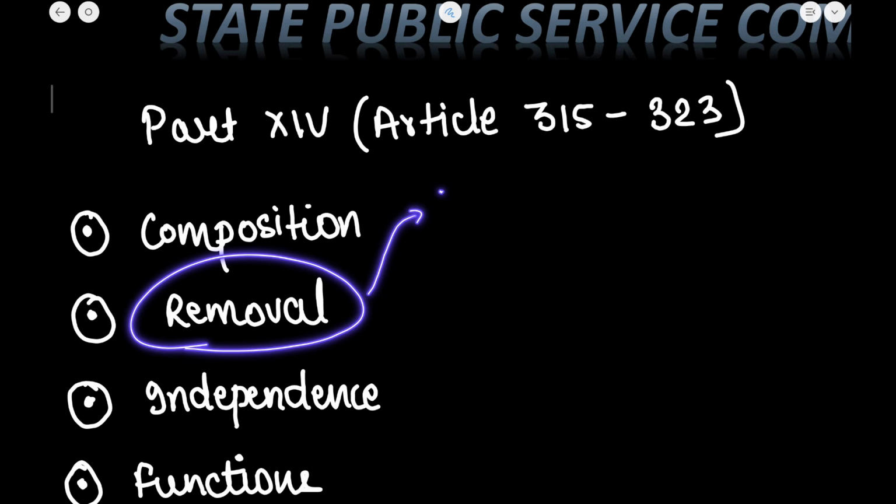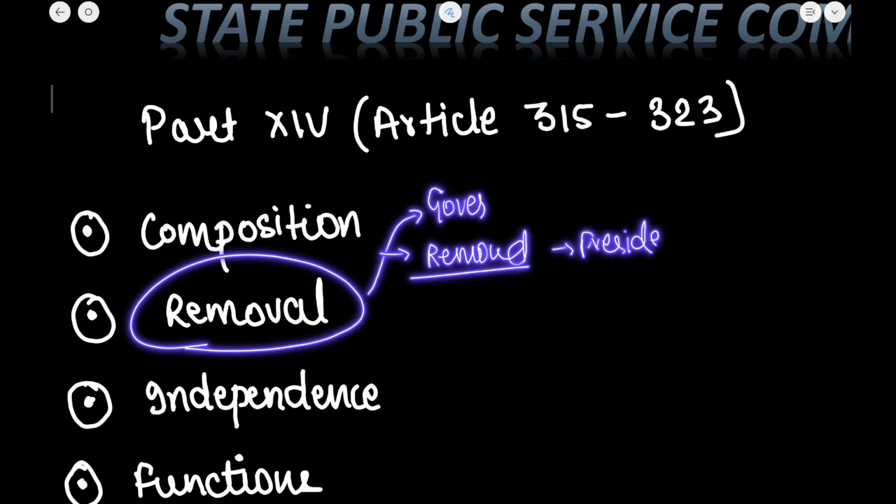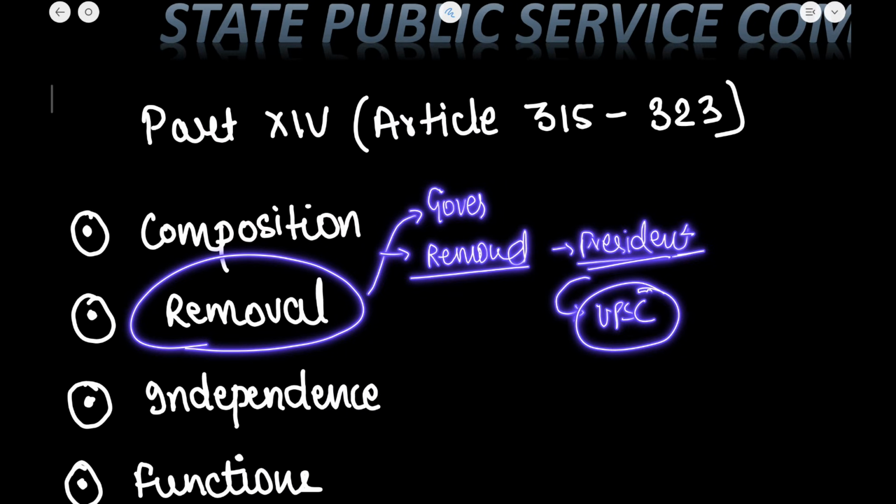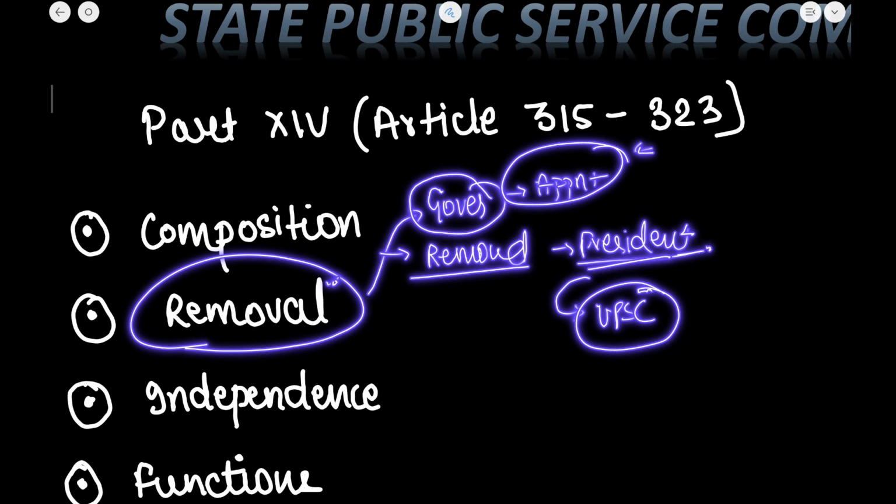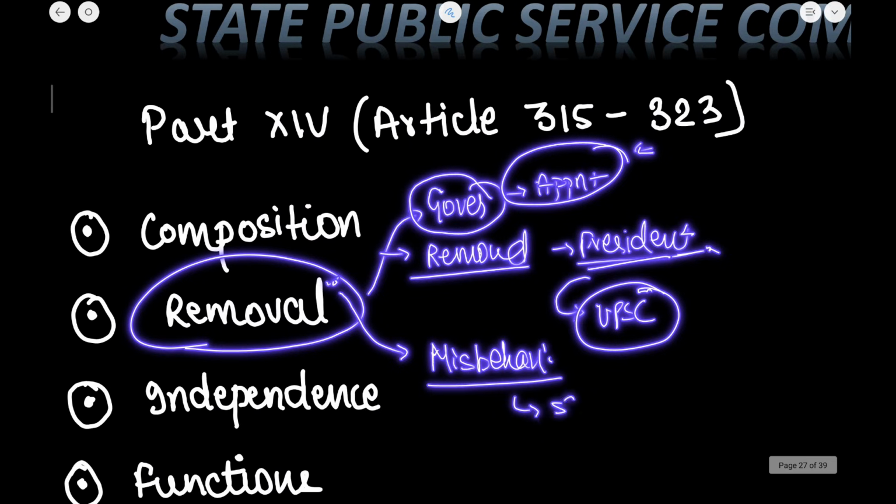Now, if we talk about the removal, although the members and the chairman of the State Public Service Commission are appointed by the governor, they can be removed only by the president. Now, the president can remove them on the same grounds and in the same manner as he removes the chairman or a member of the UPSC. So the point to be noted is that in the case of removal, although the governor appoints the member and the chairman of the State Public Service Commission, they can be removed only by the president. Now, the president can also remove the chairman or any other member of the State Public Service Commission for misbehavior, but before doing that he has to consult the Supreme Court.